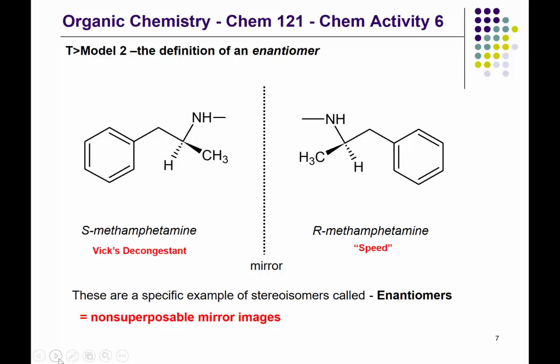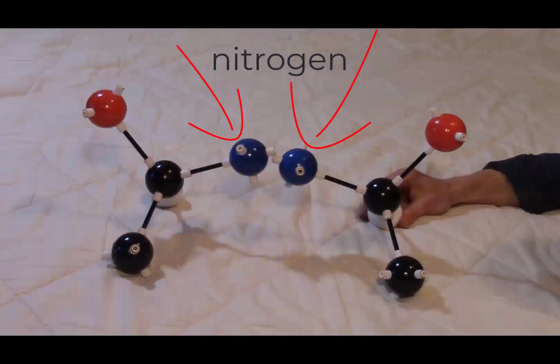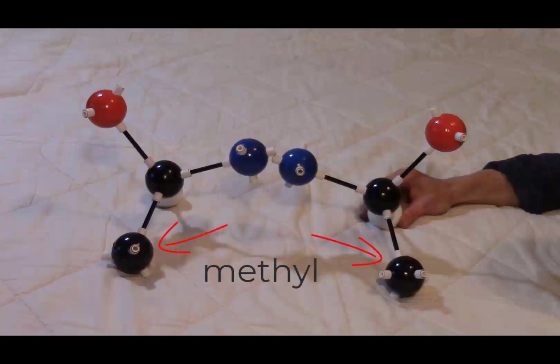Now, to help you see how this works, I've built some models, but rather than make models of the entire structure, including the benzene ring, I'm going to use a blue ball to represent the nitrogen and a red ball to represent the CH2 benzene ring. I'll use a black ball just to represent the CH3 and a white ball to represent the hydrogen. So here we have our models. And like I say, I've got the blue for nitrogen, the red for the CH2 benzene. You can see the white ball representing the hydrogen and the black ball representing the methyl group.